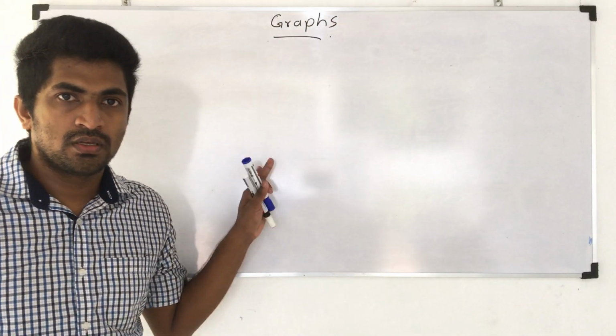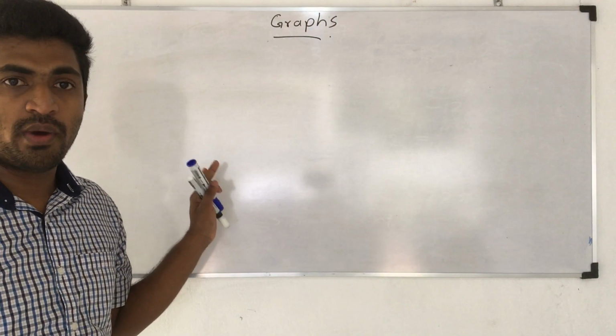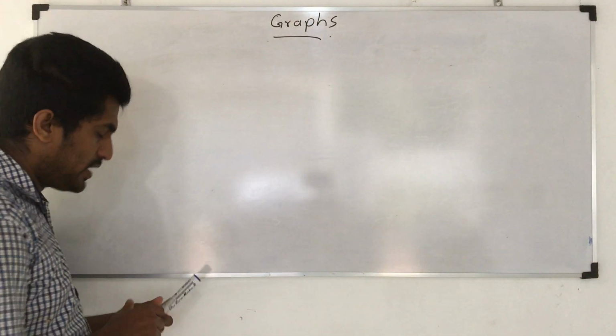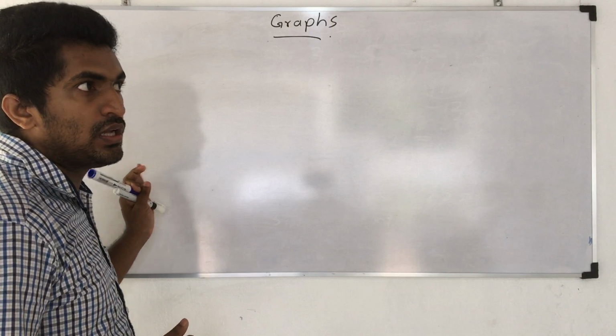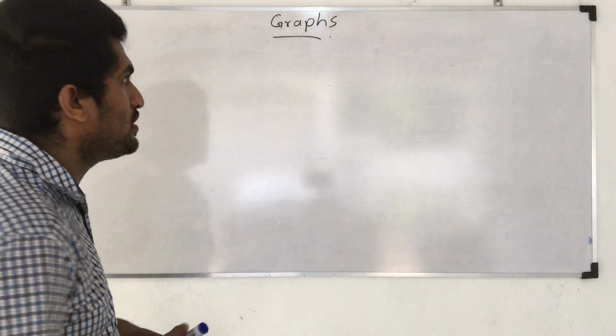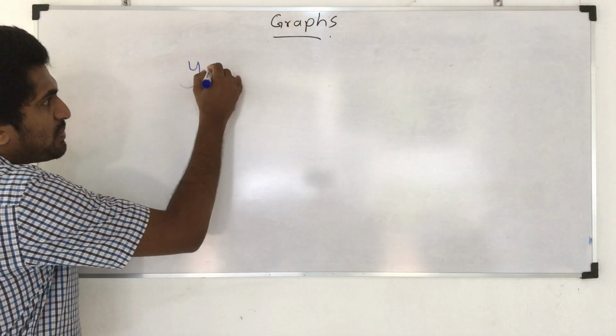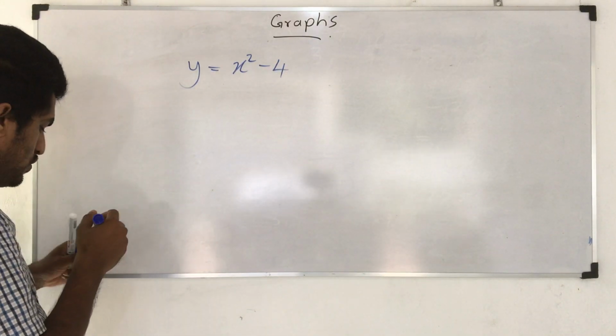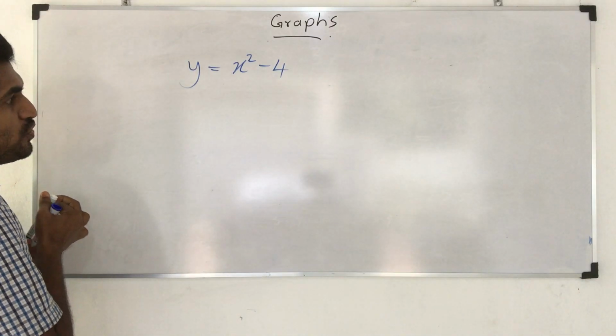Okay guys, in this video I am going to teach you more about the parabola graph. That means the quadratic graph. Here I have to use an example of an equation. My equation is y equals x squared minus 4. This is an example. So you have to create a table.